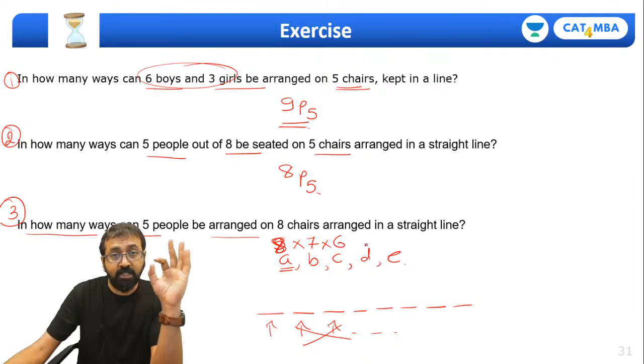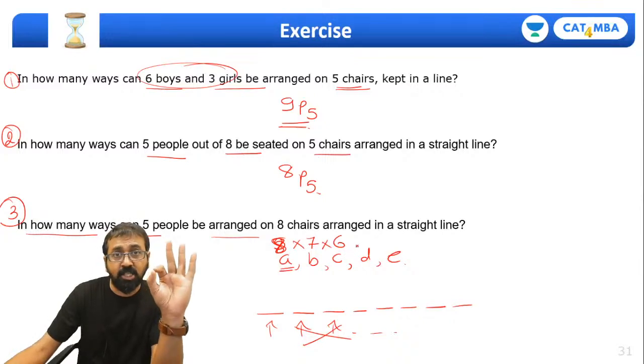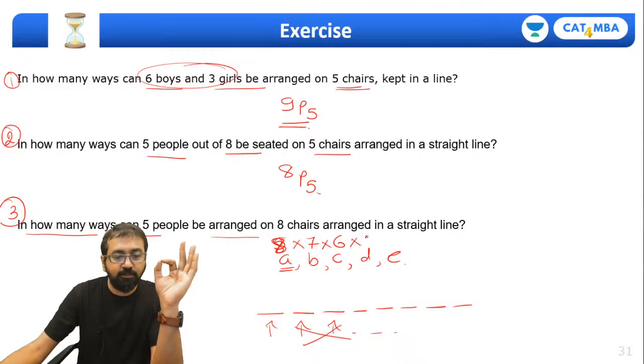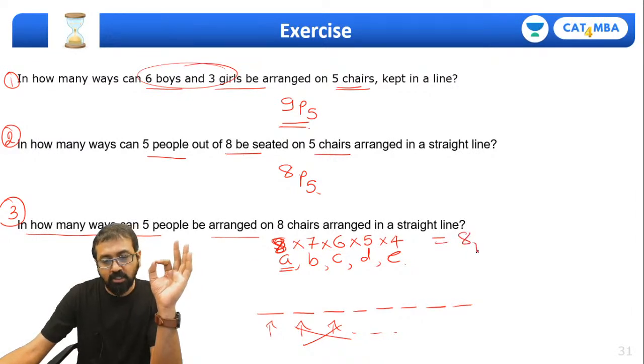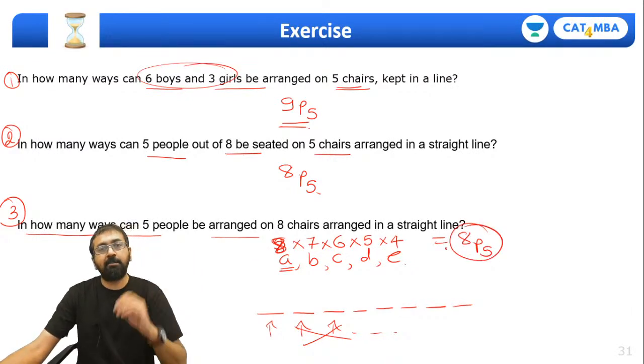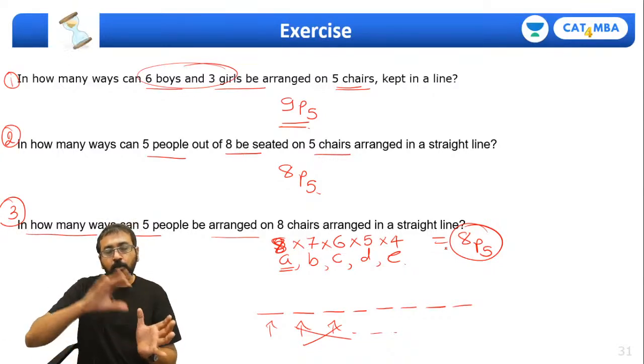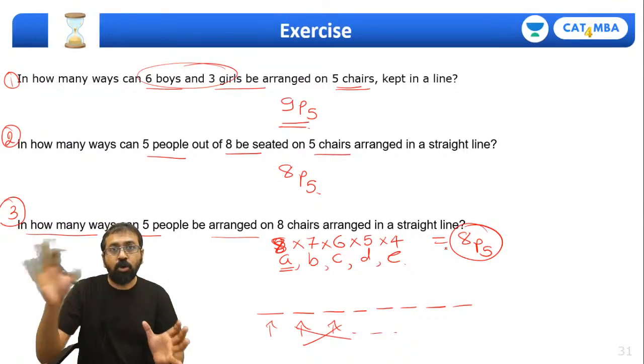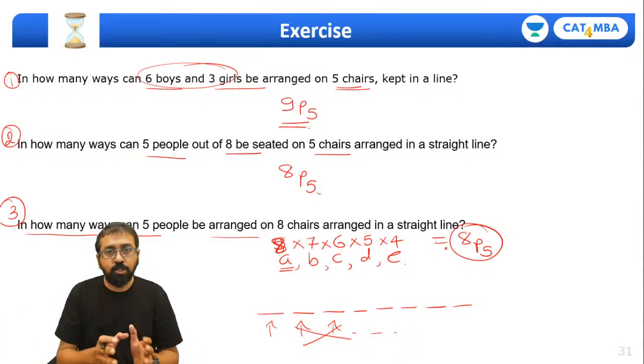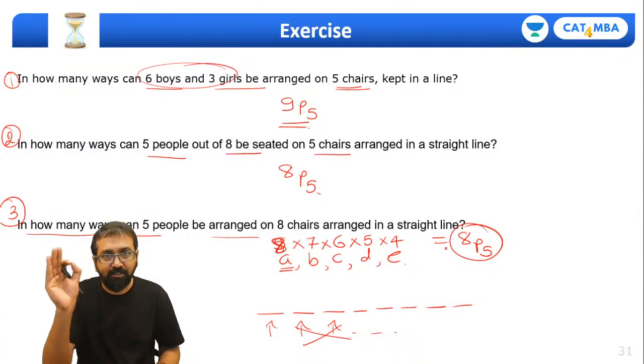C is left with now 6 options because A and B have taken 2 chairs, so how many chairs are left for C? 6 chairs. Then D has 5 options and E has 4 options. This is also nothing but 8p5. Are you all clear with this point? So 8 people have to be seated on 5 chairs, or 5 people on 8 chairs? The total number of ways will remain the same, 8p5.